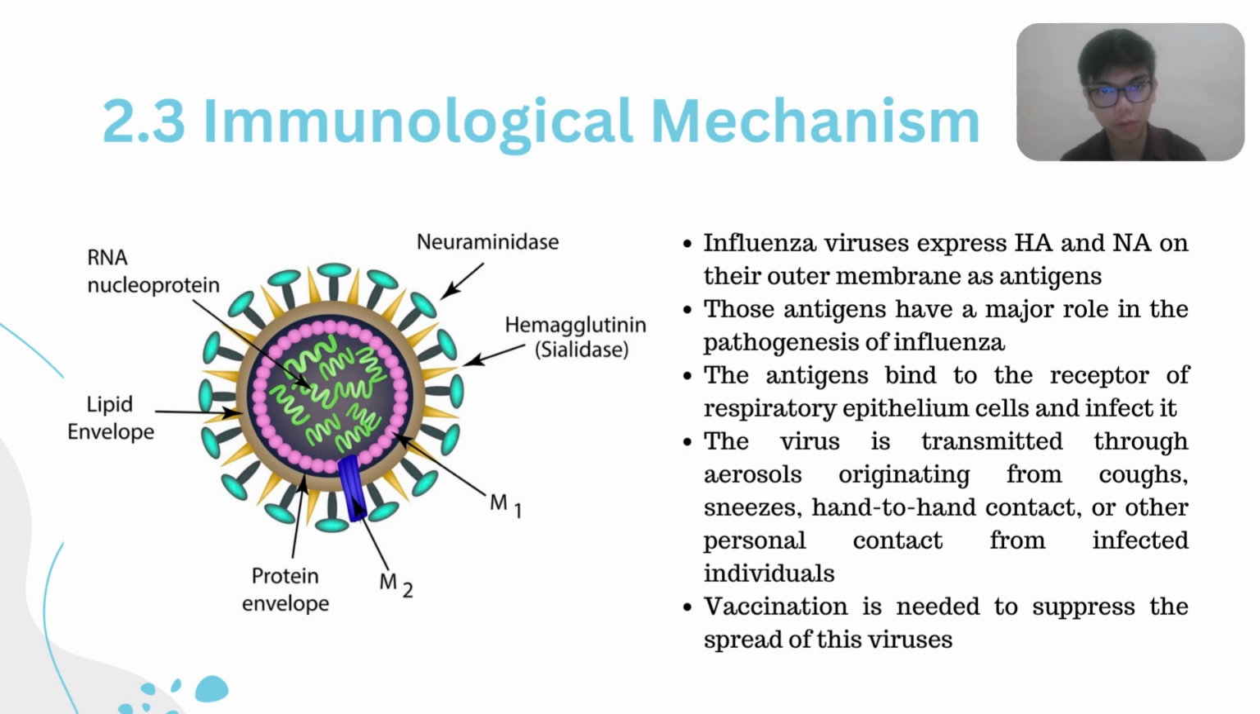So I'm going to explain about the immunological mechanism of influenza vaccine. Influenza viruses express hemagglutinin and neuraminidase on their outer membrane as antigens. Those antigens have a major role in the pathogenesis of influenza. The antigens bind to the receptors of respiratory epithelium cells and infect them. The virus is transmitted through aerosols originating from coughs, sneezes, hand-to-hand contact, or other personal contact from infected individuals. Vaccination is needed to suppress the spread of these viruses.